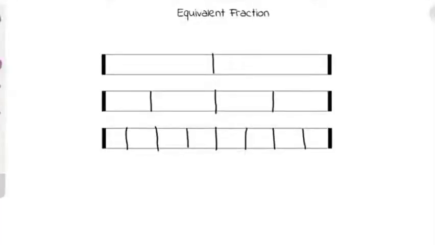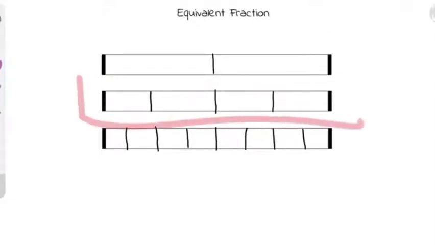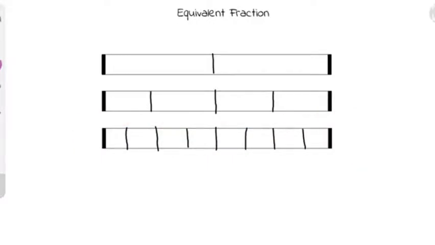As you can see on the screen, the first rectangle has 2 parts, the second rectangle has 4 parts, and the third rectangle has 8 parts. This one has 2 parts, this one has 4 parts, and this one has 8 parts.